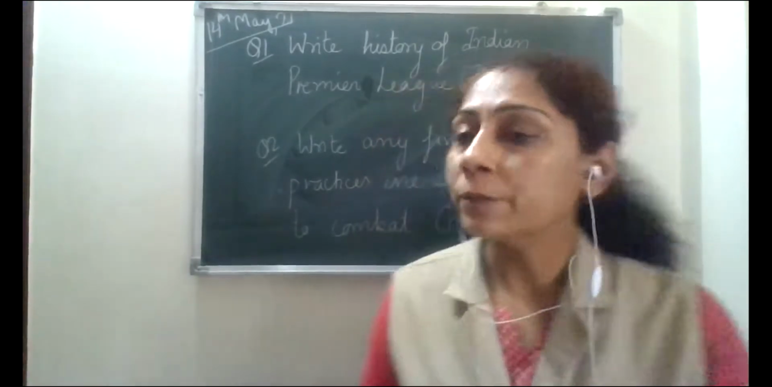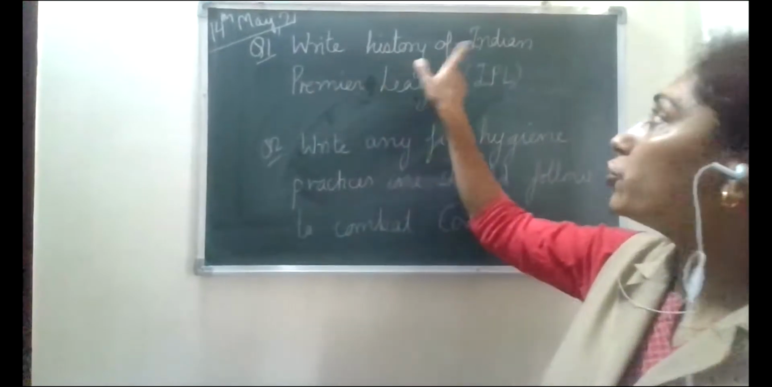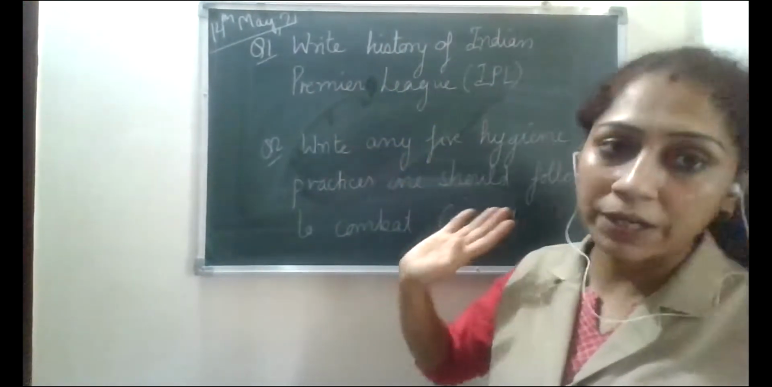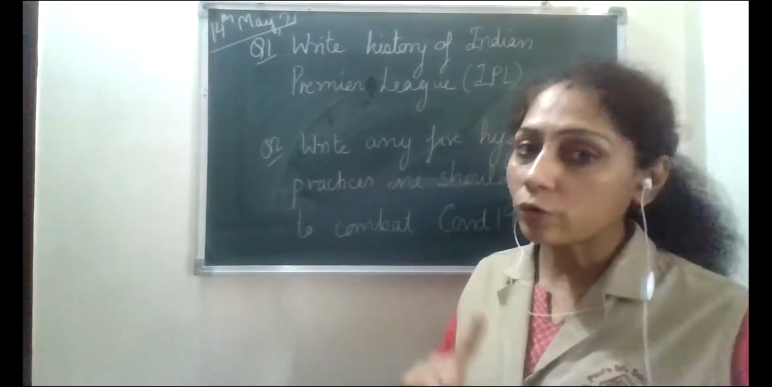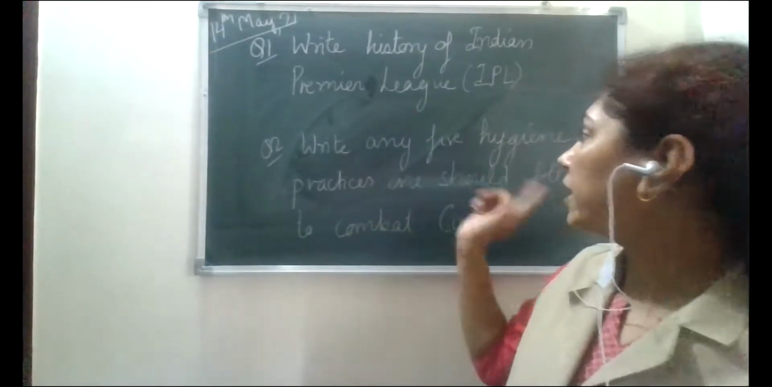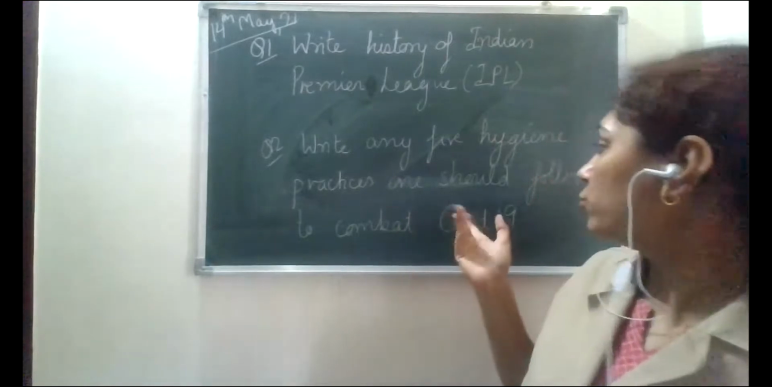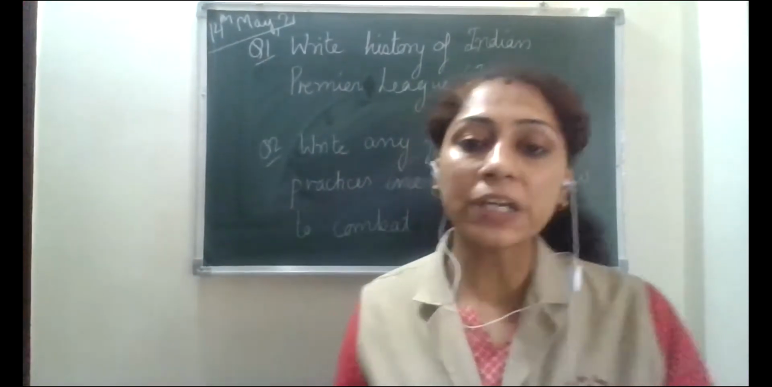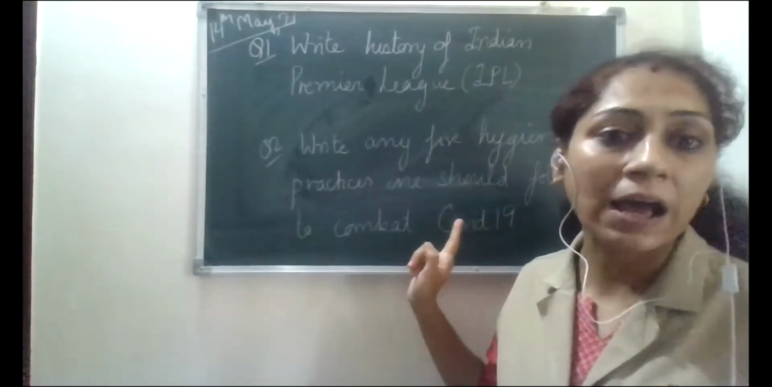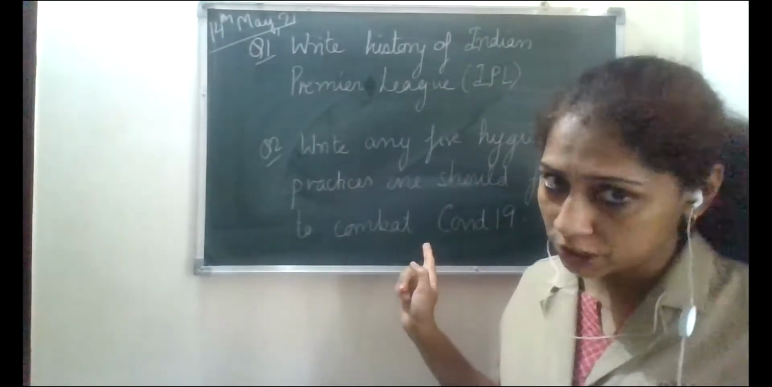So here we go. The first question is, write the history of the Indian Premier League, IPL. Write a brief account on that. First question, right? We are going to discuss it. And write any 5 hygiene practices or rules that one should follow to combat, that means to fight COVID-19, to beat COVID-19. These are the 2 questions you have in your subject enrichment for GK.